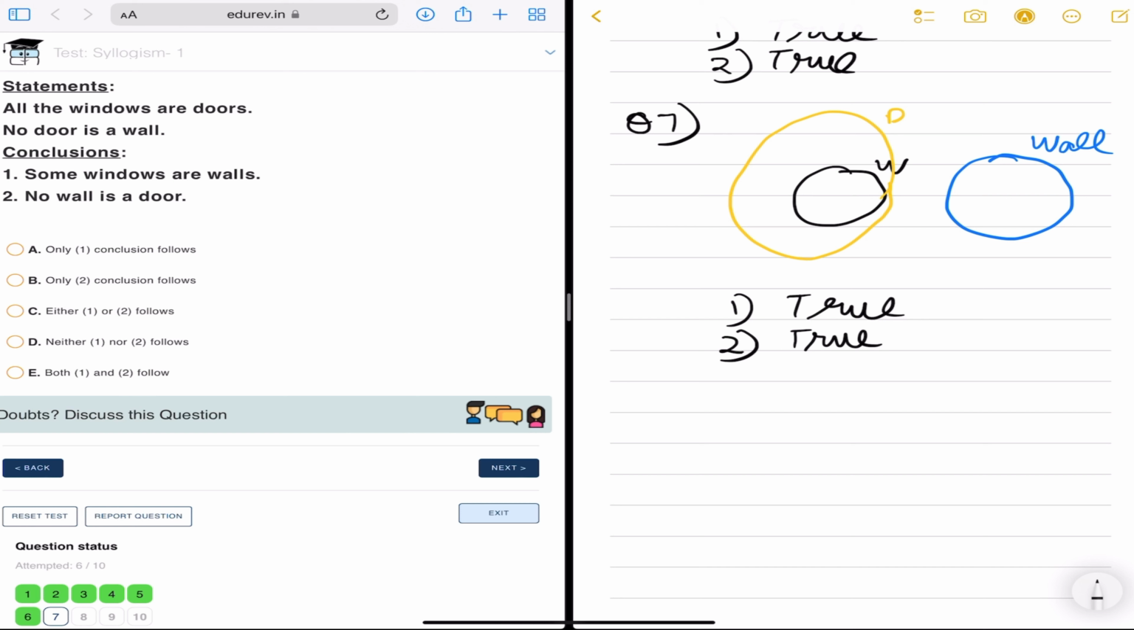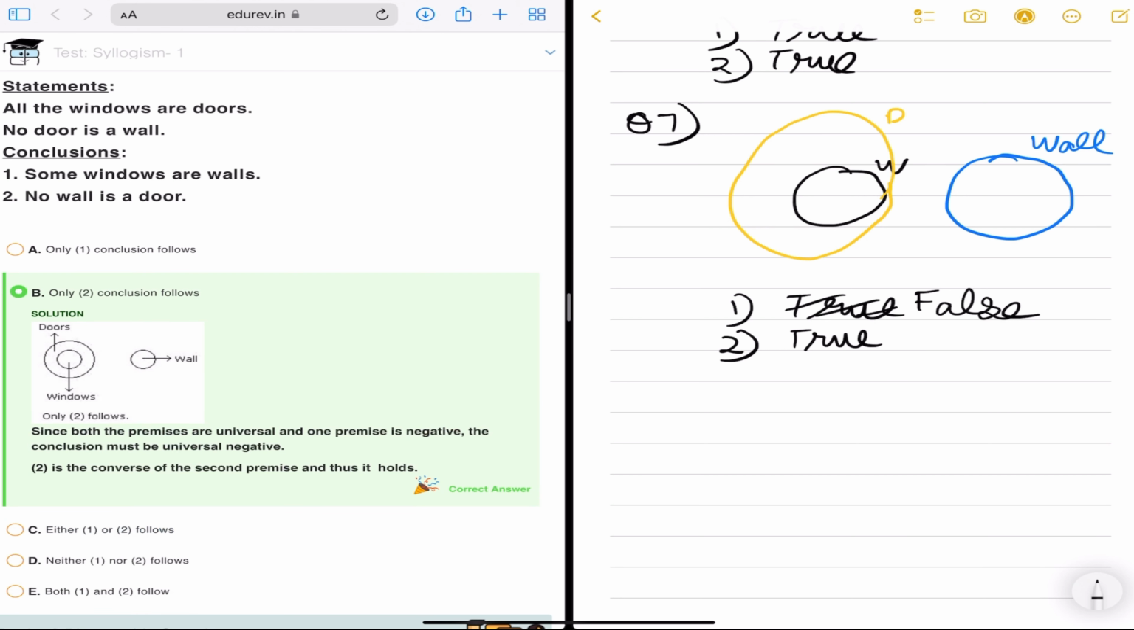Sorry, let me correct myself. The first conclusion is actually not true. I wrote true by mistake. It's actually false here, because as we can see, some windows are walls, but none of the windows are actually walls. Therefore the first conclusion is wrong while the second one is true. So here our correct answer will be option B, only conclusion 2 follows.